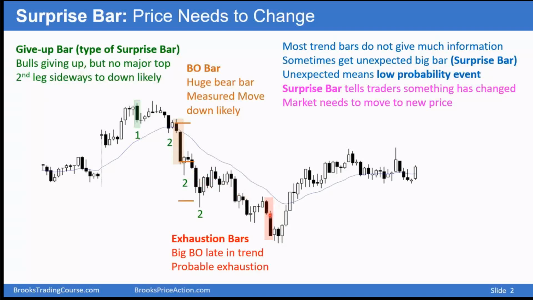60% of the time, you get at least a small second leg down, and that's what this little bear bar is, a small second leg down. But 60% of the time, it's going to be the exhaustive end of the trend, and the market will either enter a trading range or reverse into a bull trend.